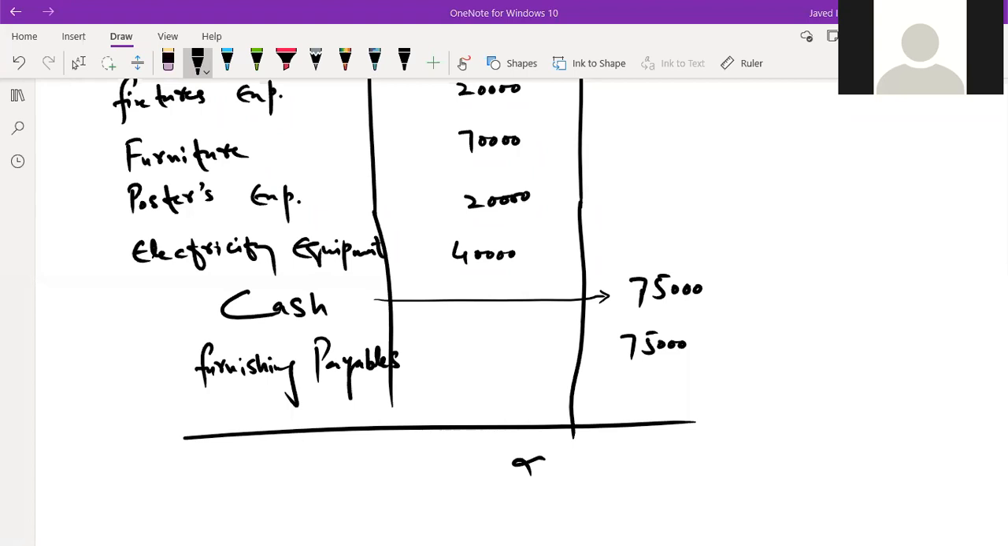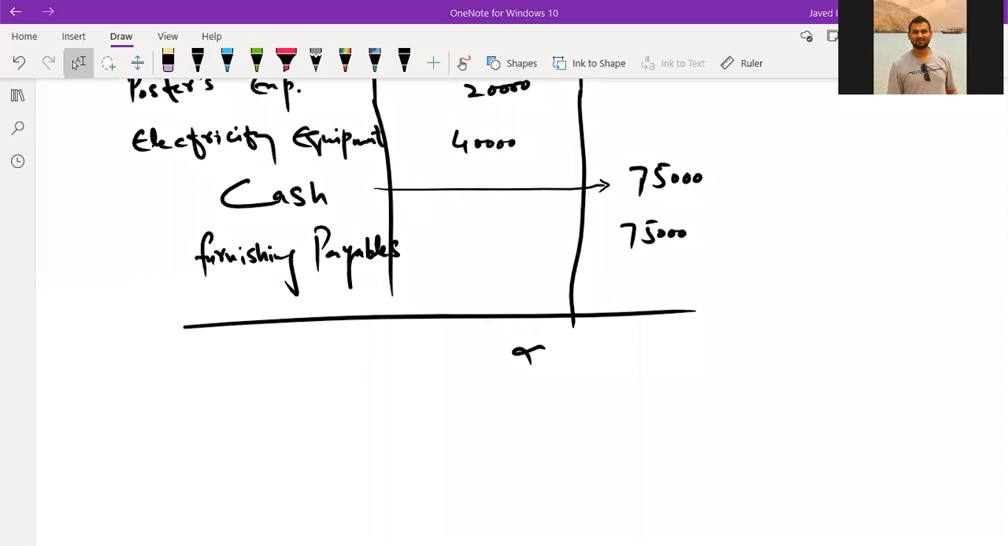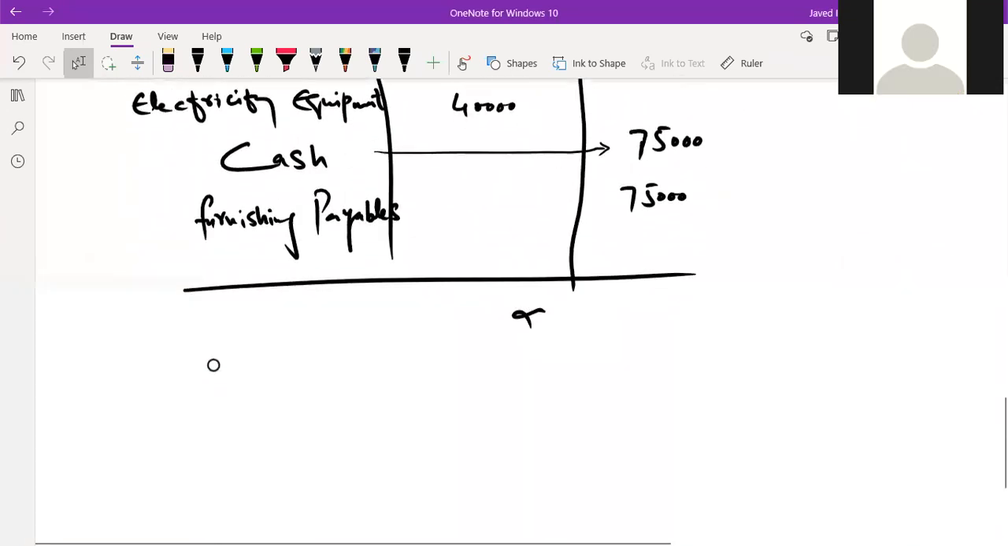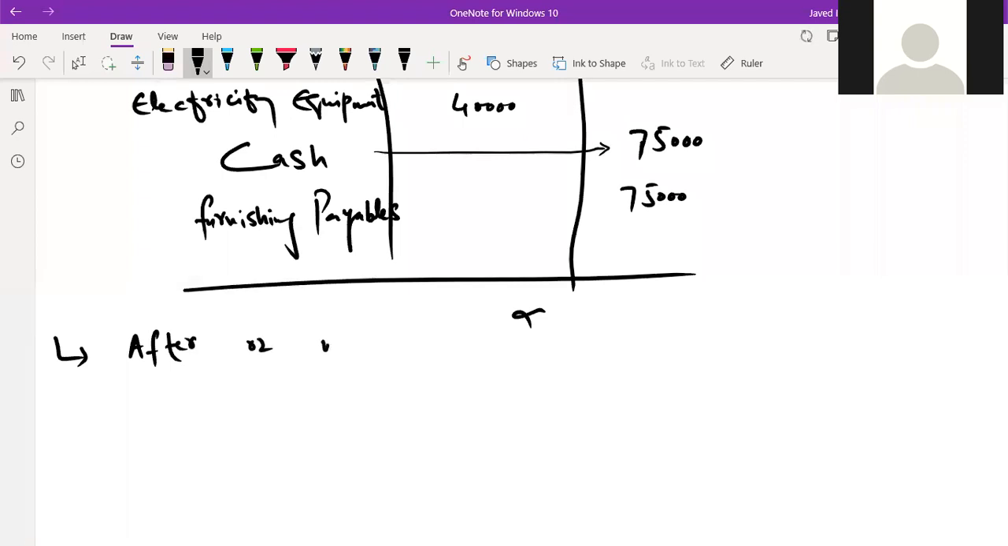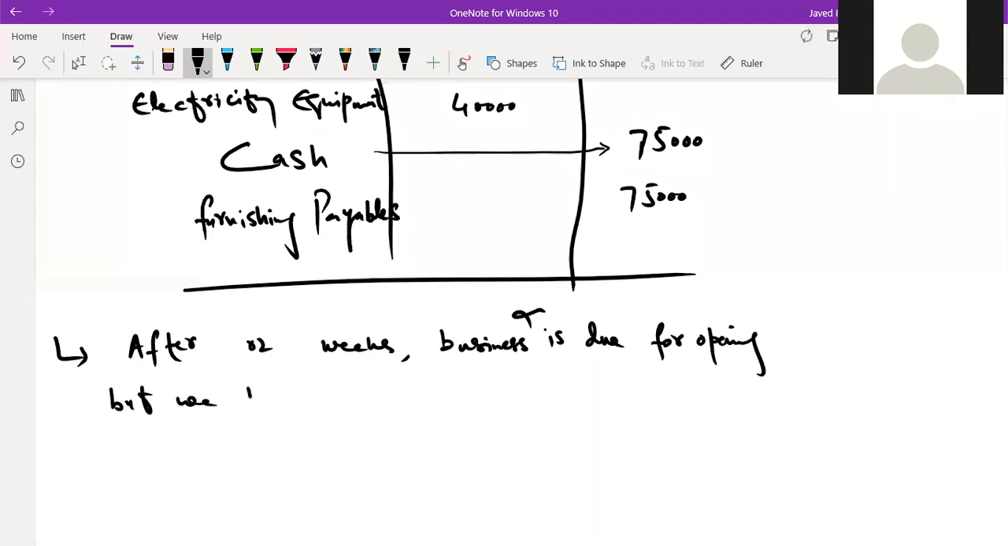Okay, then we carry on to the next transaction. Okay, let's hope the next transaction is after 2 weeks, the business is due for opening, but we have to pay the vendor that furnished the rental space.